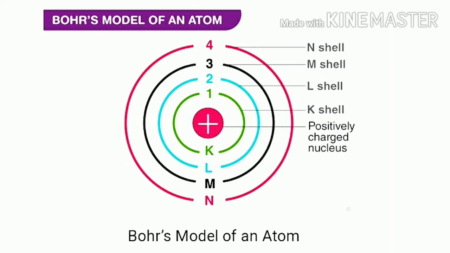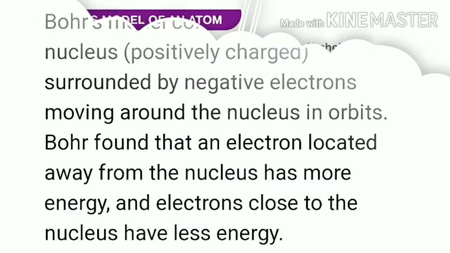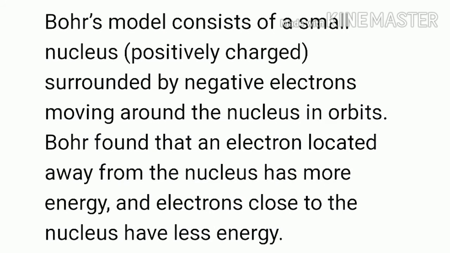Bohr's model consists of a small nucleus which is positively charged, surrounded by negative electrons moving around the nucleus in orbits. Bohr found that an electron located away from the nucleus has more energy, and electrons close to the nucleus have less energy.